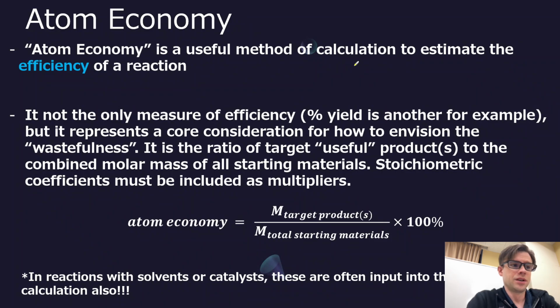It's the ratio of your useful target product to the combined molar mass of all the starting materials. And through conservation of mass, you can also consider the molar mass of all products. That should be the same. But stoichiometric coefficients must also be included as multipliers in this equation. But essentially, percent atom economy is the molar mass of your target products over the molar mass of the total starting materials, or total products, times 100%.